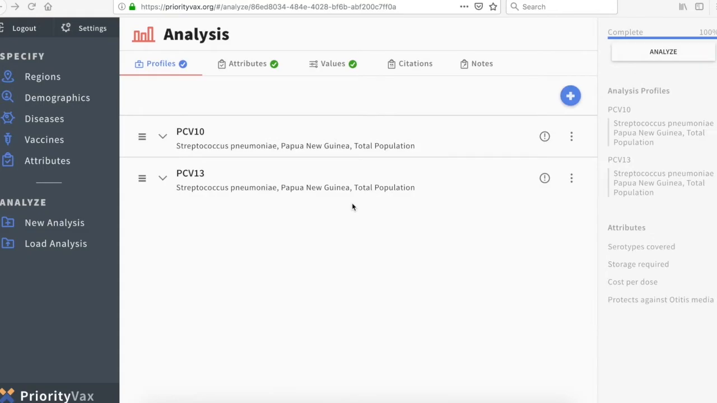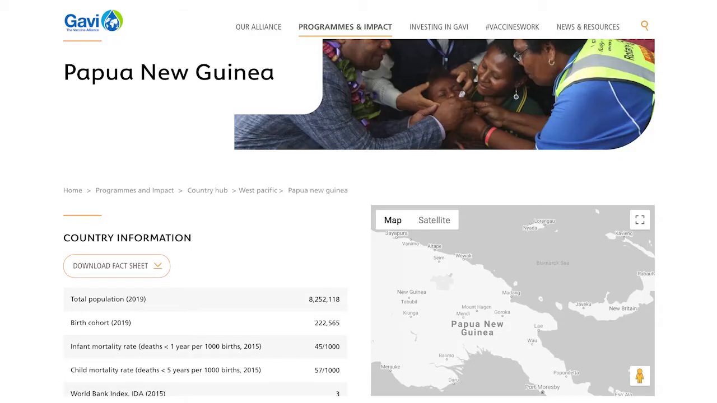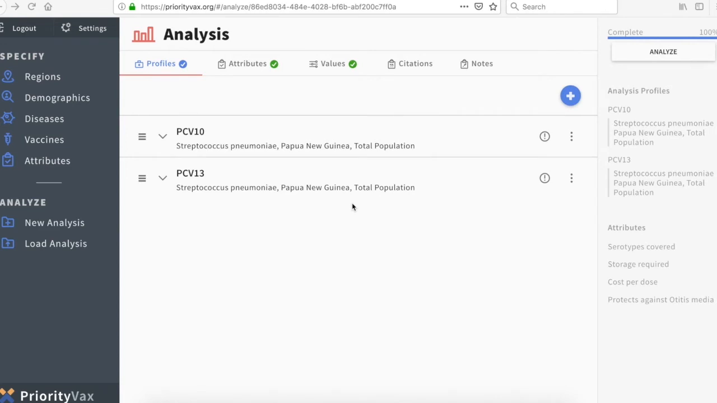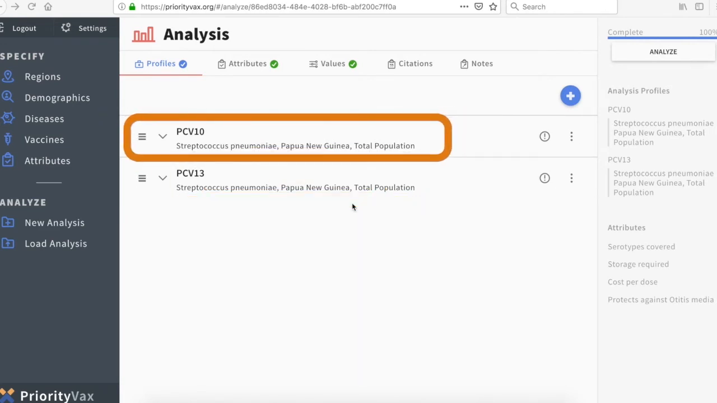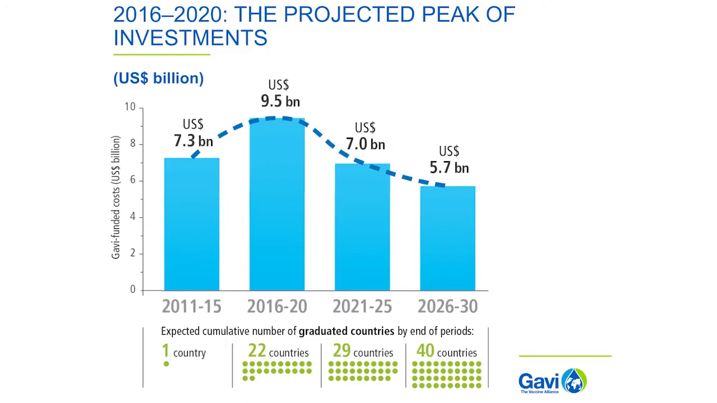PriorityVax. This use case comes from an application to Gavi to help introduce pneumococcal vaccine, PCV, into Papua New Guinea. The application was made in 2011 and asked for a first preference of PCV 13 or a second preference of PCV 10. A choice facing many countries, especially those that are graduating Gavi, may be selecting between products.